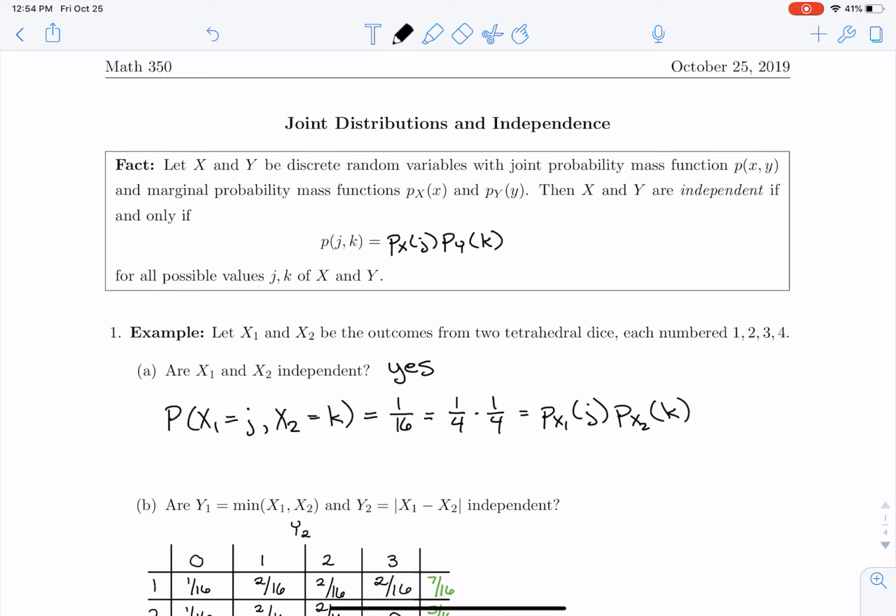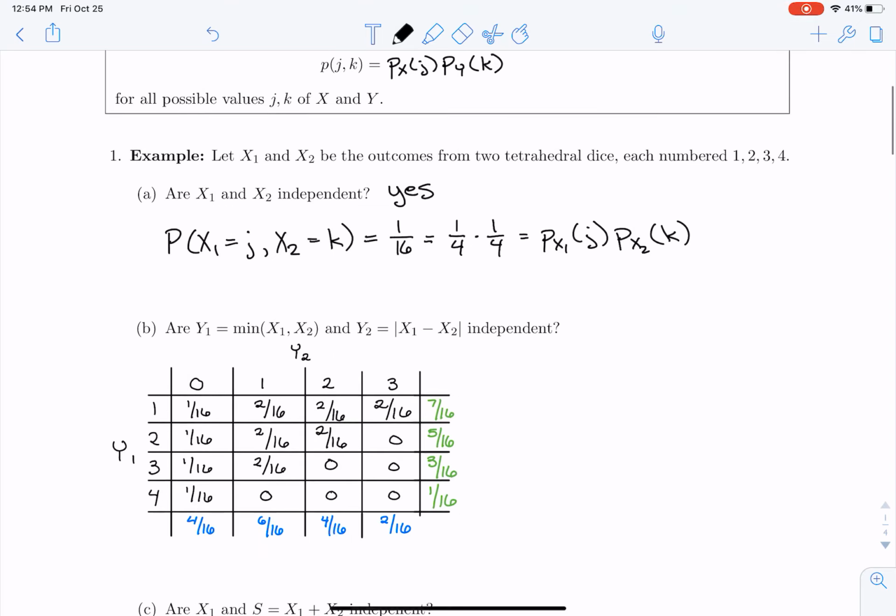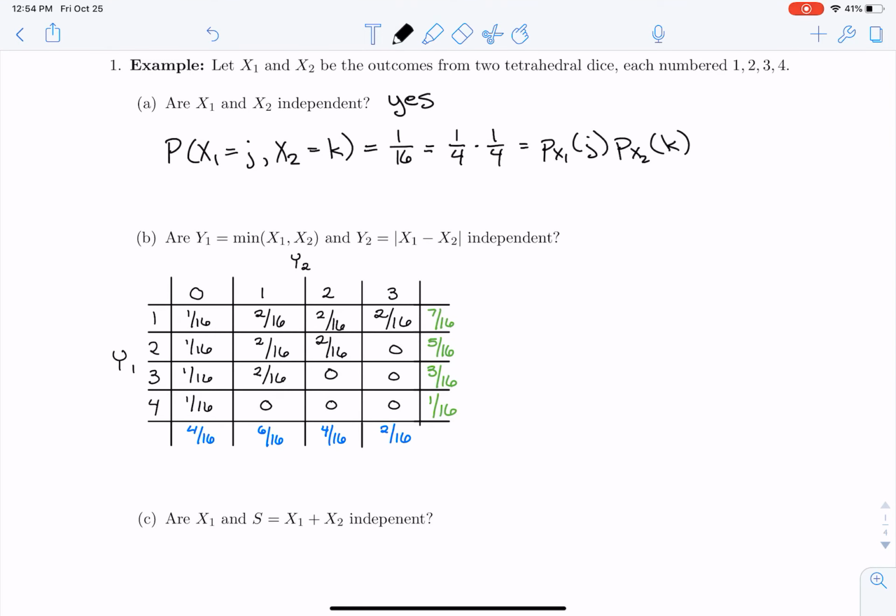But in our previous lesson, we also looked at two random variables, Y1 and Y2, where Y1 was the minimum of the two dice, and Y2 was the absolute value of the difference of the two dice. And we can ask ourselves, are these random variables independent? I've provided you a chart of the joint probability mass function for Y1 and Y2 so that can help us determine whether the random variables are independent.